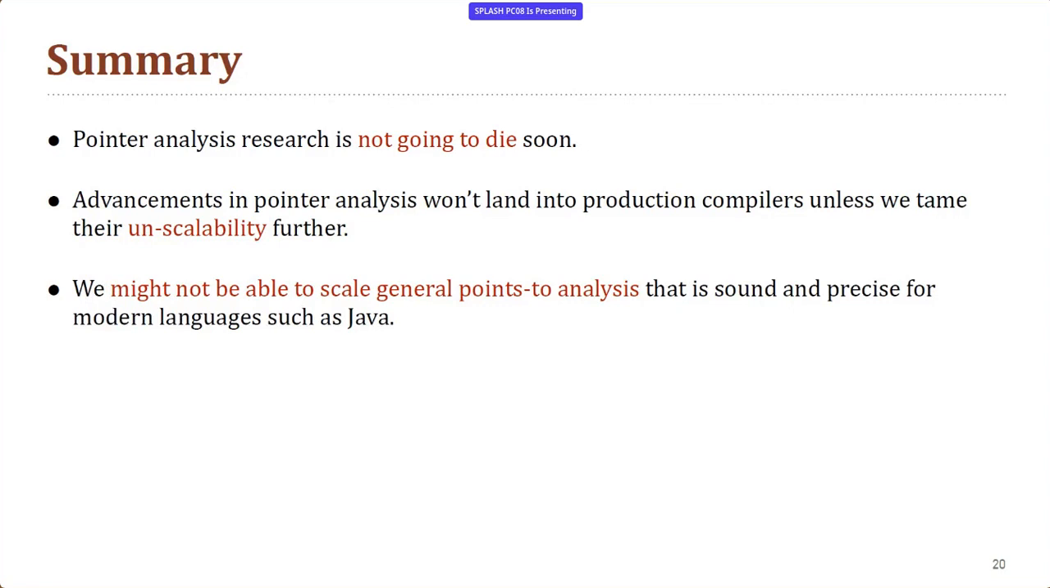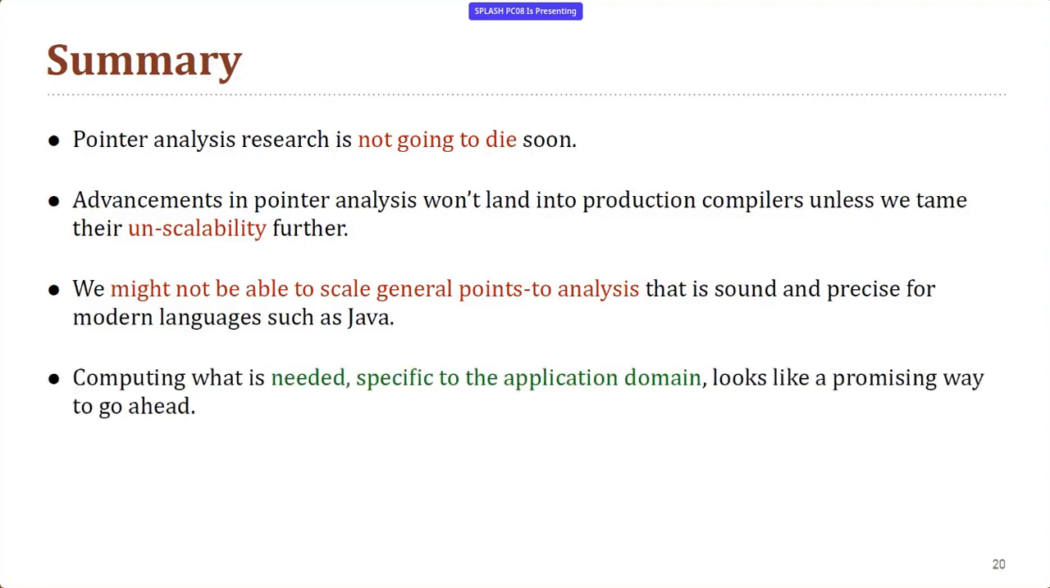The other thing I would like to emphasize is probably we have spent a lot of time in trying to scale general points-to analysis that is sound and precise for languages as modern as Java. In fact, nowadays we like even more dynamic languages like R, JavaScript, Python, and so on. So probably instead of trying to scale general points-to analysis, we should just compute what is needed, specific to the application domain, like we did for escape analysis and some other analyses earlier. And probably this looks like a promising way to go ahead.